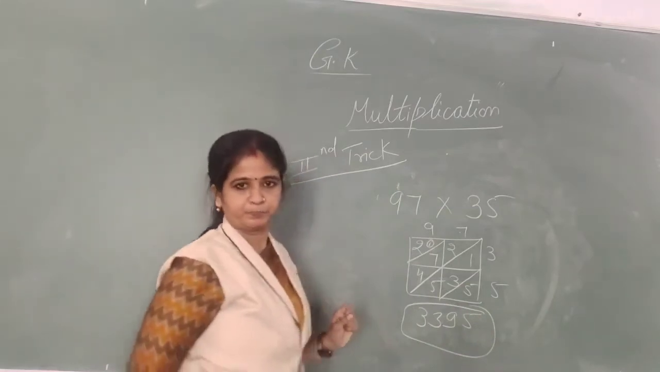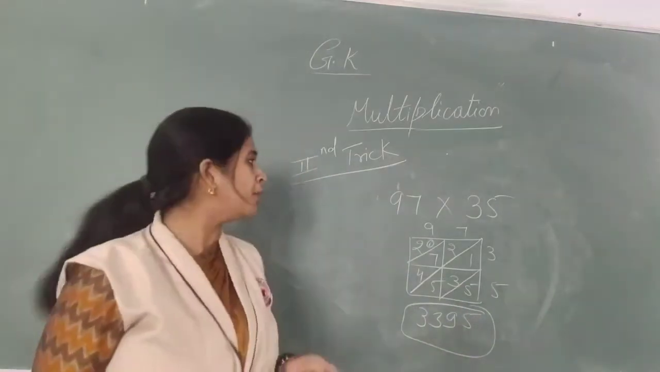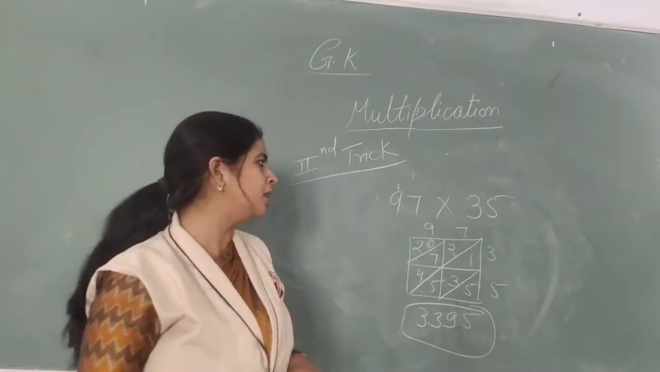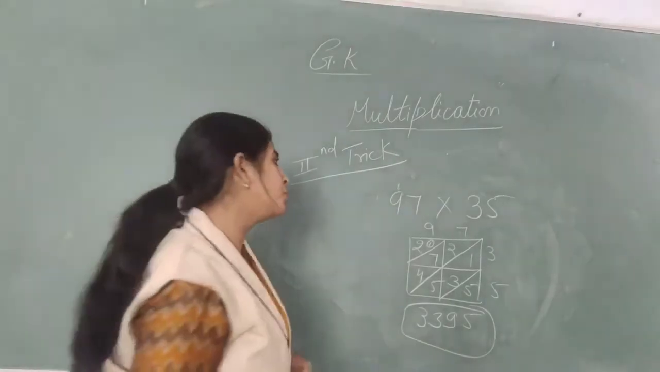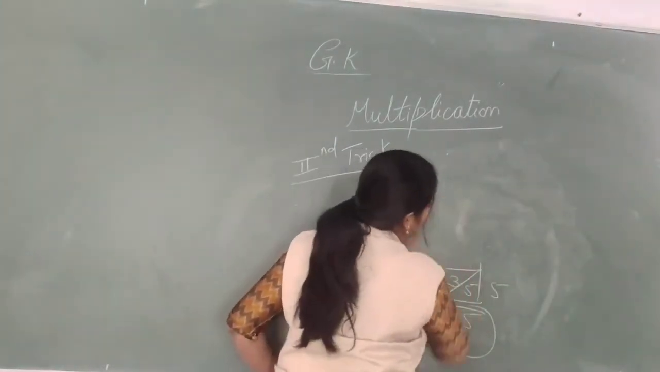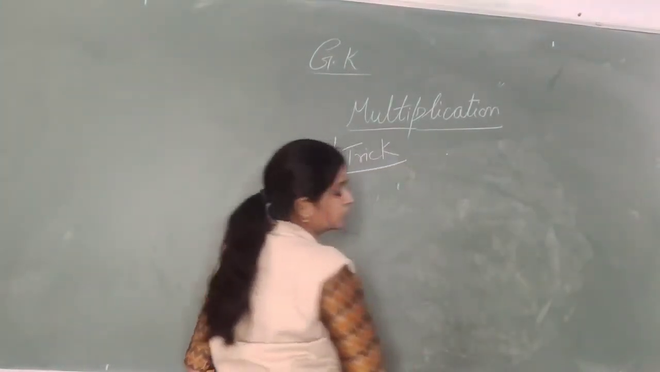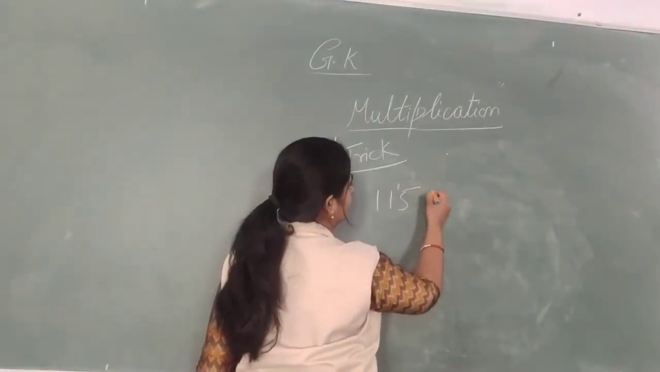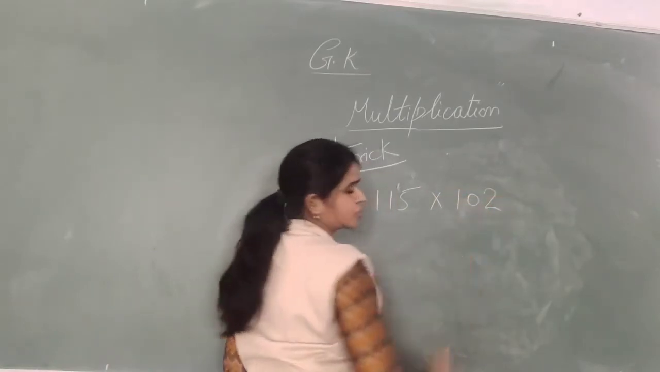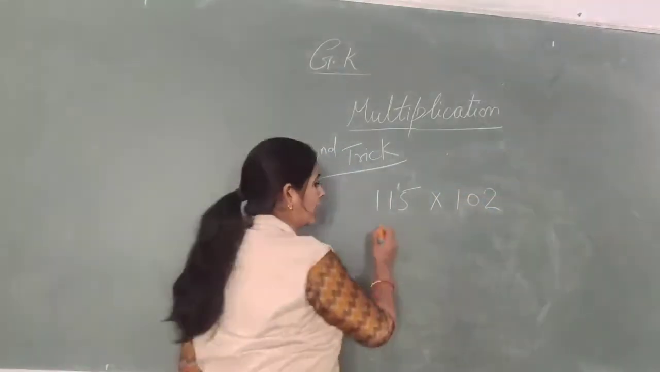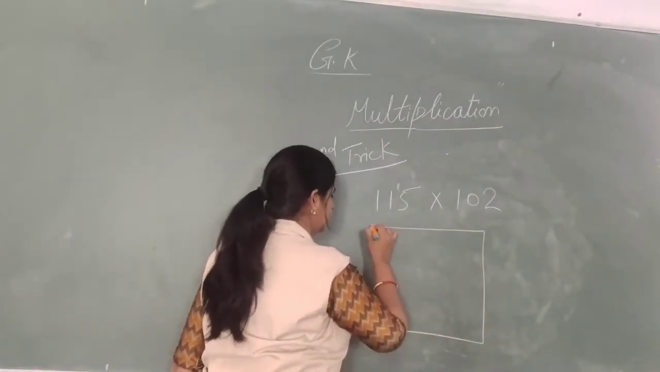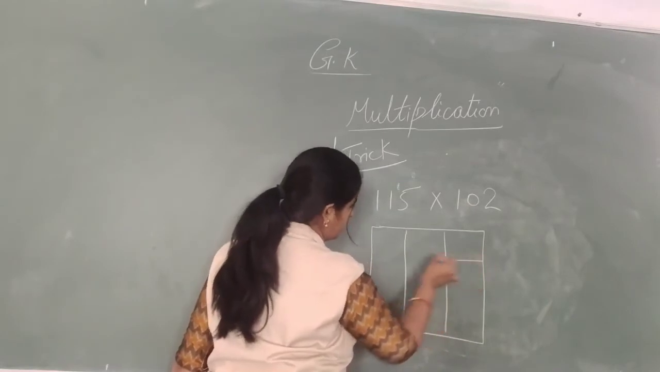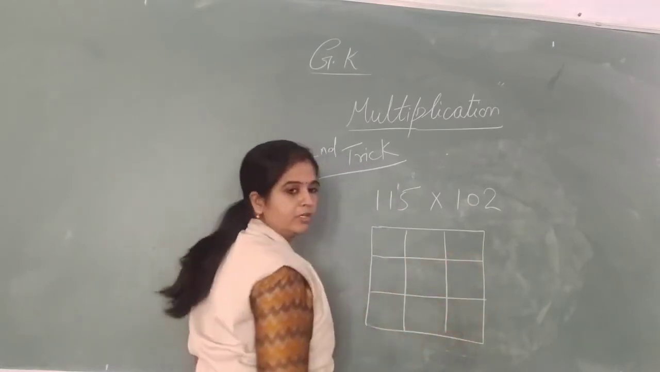You can check. Now the question arises, ma'am, by this method can we multiply only 2 by 2 digit numbers? No, you can multiply numbers with more than 2 digits also. You have to make the block according to the number. Let's take the example 115 multiplied by 102. Suppose I have taken this number. Now you have to make a 3 by 3 block, 3 blocks, 3 columns.